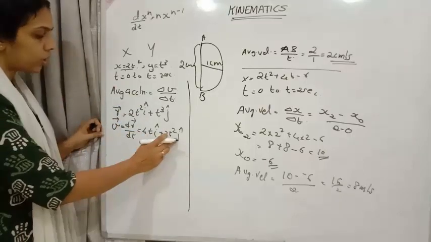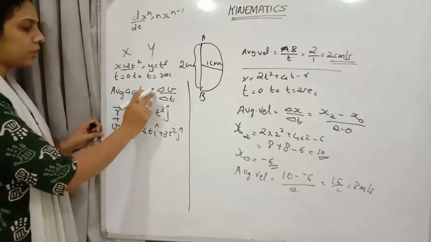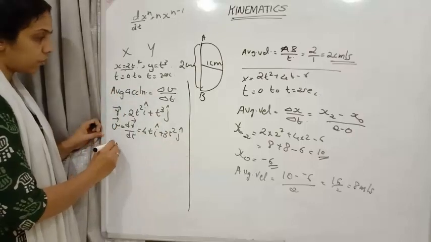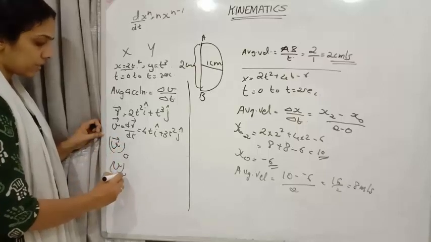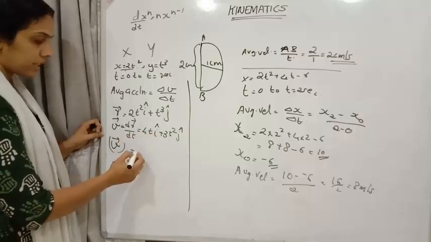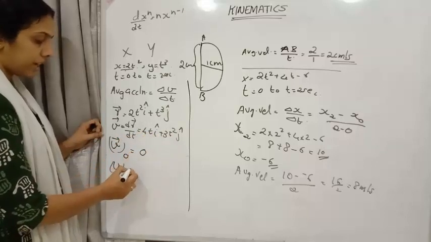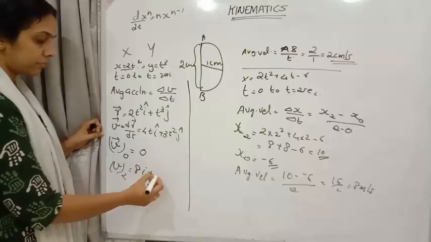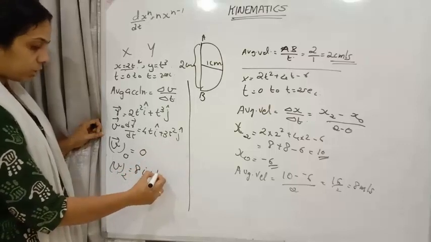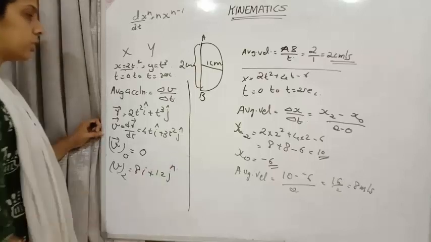So we got the velocity like this, v equals 4t i plus 3t square j. Now we need to find the average acceleration. So velocity at 0 seconds and velocity at 2 seconds are required. Velocity at 0 second will be 0, and velocity at 2 seconds will be 8i plus 12j.